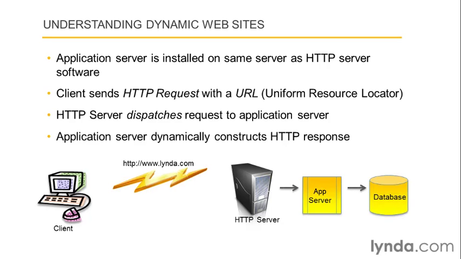The application server might work with a database on the server to get some content. The data is returned to the application server. The application server constructs an HTTP response, returns that to the HTTP server, and the HTTP server returns the content to the client. Once again, the important thing here is that the client doesn't know an application server is involved. Its relationship is directly to the HTTP server.